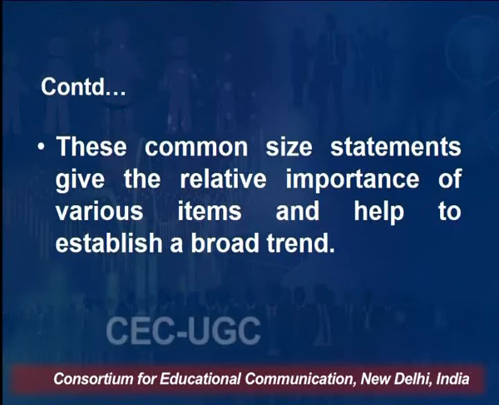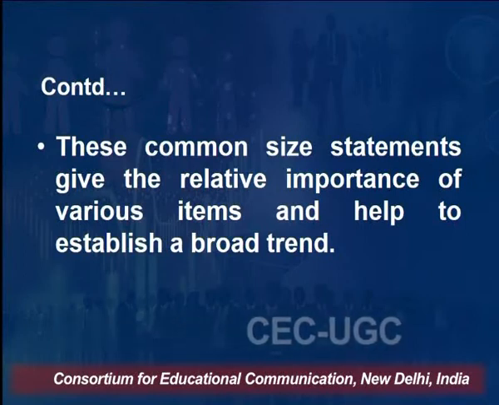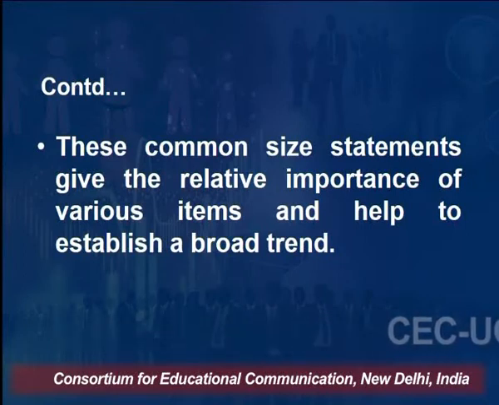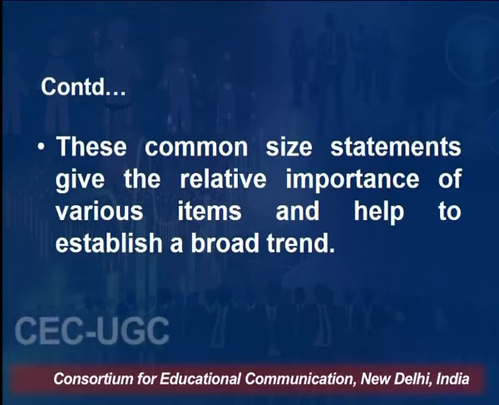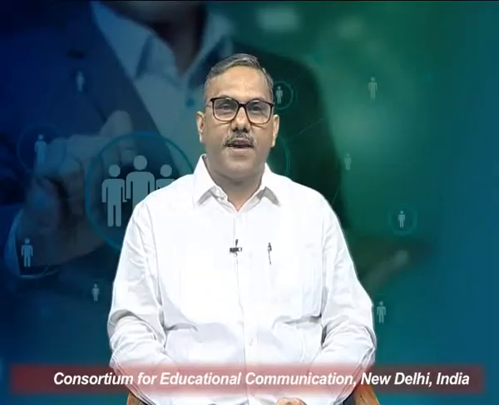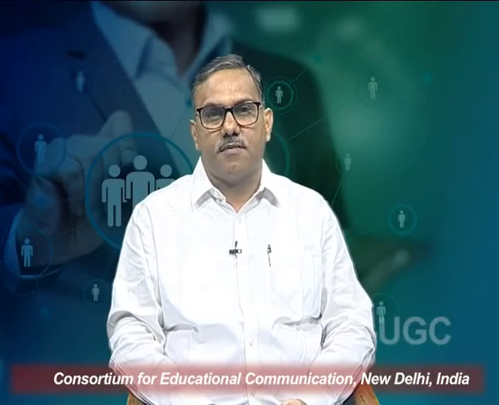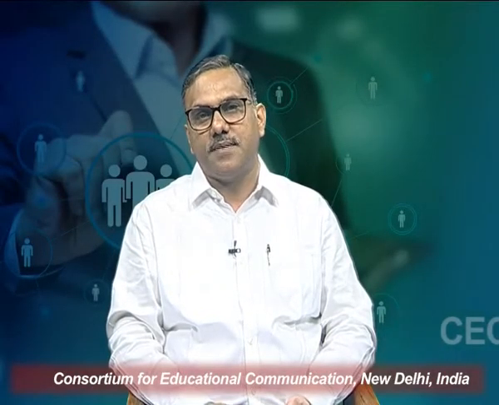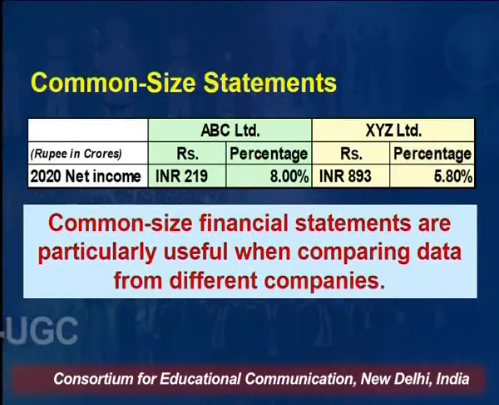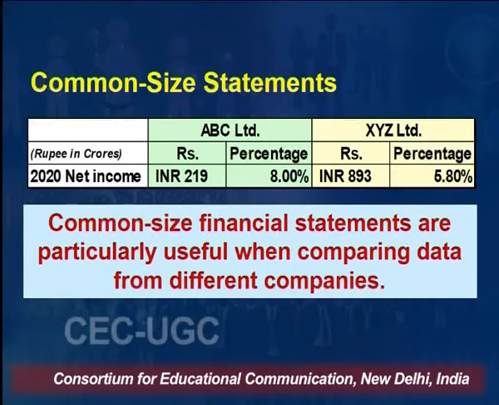Now these common size statements offer us the relative importance of various items, and they are quite helpful in establishing a broad trend. So suppose I have to show an example of a common size statement: there are two companies, ABC and XYZ Limited, and their net income for 2020 is reported.